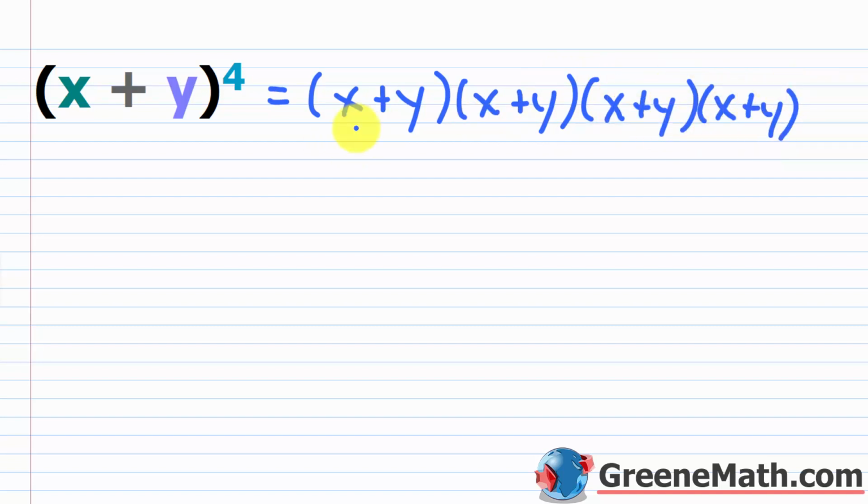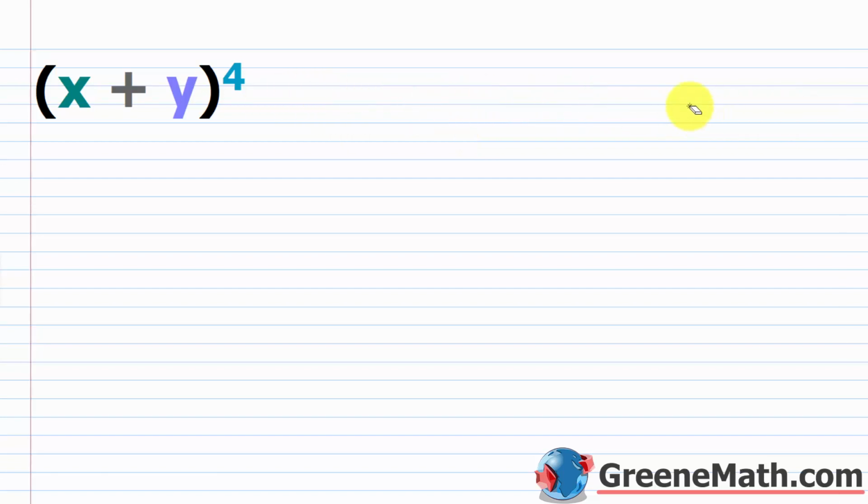Okay, so if we went through and used FOIL, and then after we had more terms, we would just keep going using the distributive property. But this would take a really, really long time. So the binomial theorem is going to allow us to find our answer here really, really quickly.